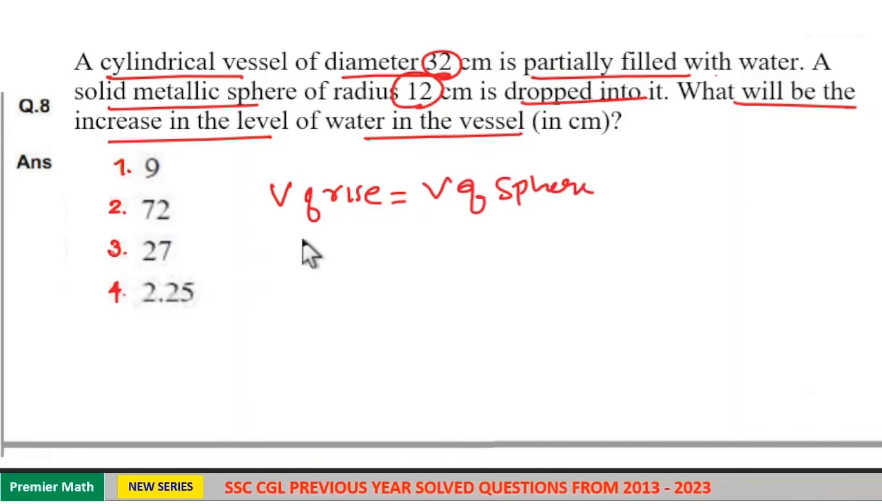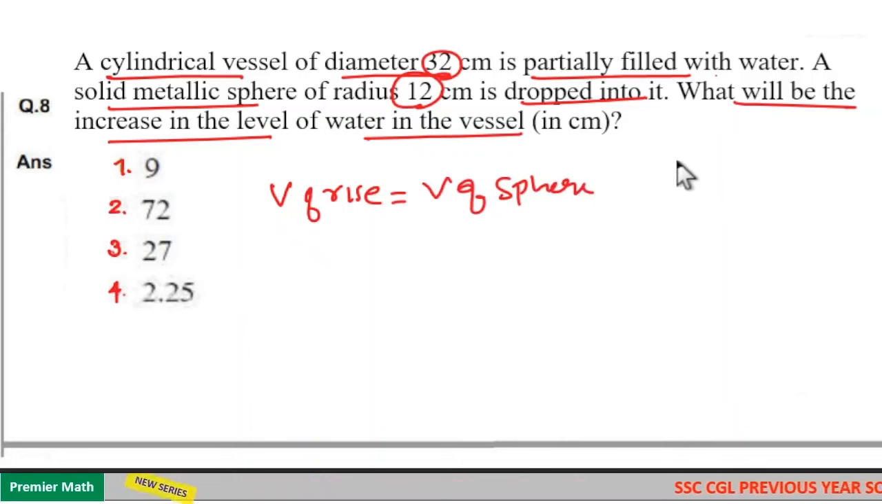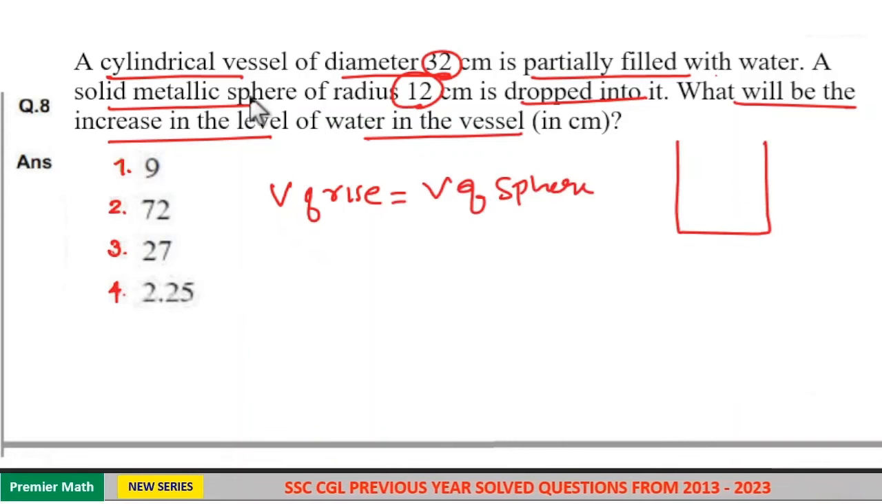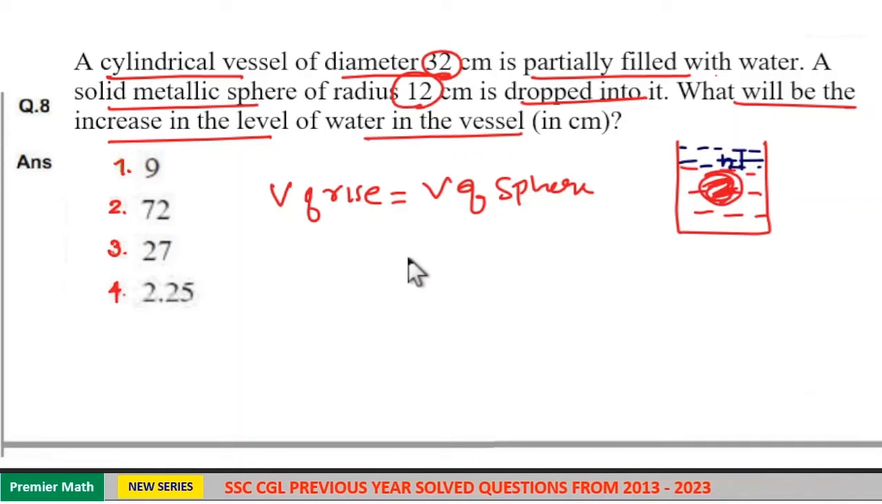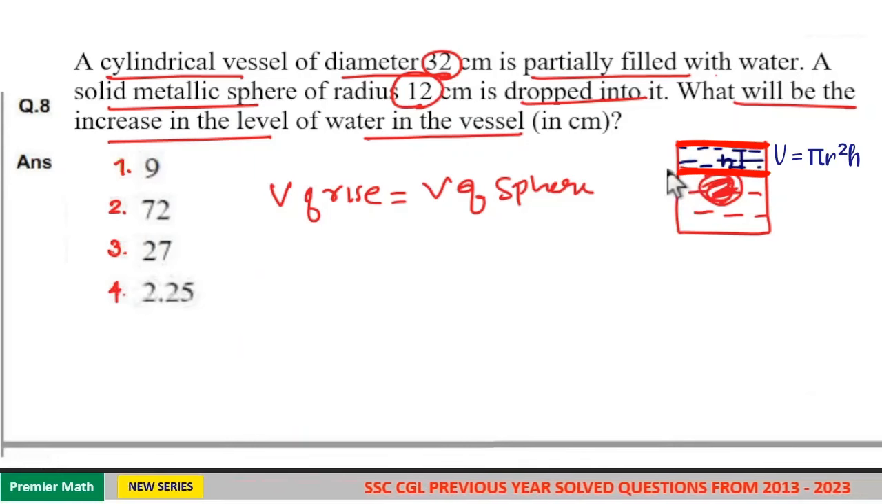Now here volume of rise means this is a cylindrical vessel. Now this is filled with water and you are dropping a sphere into it. Now the rise in water level is equal to the volume of this sphere. Now consider this as h height, and here volume of rise is equal to pi r square h.